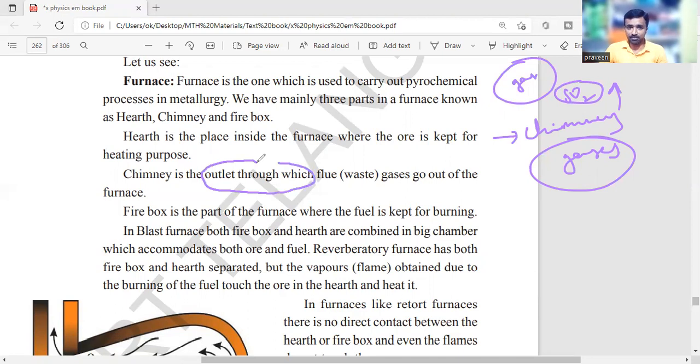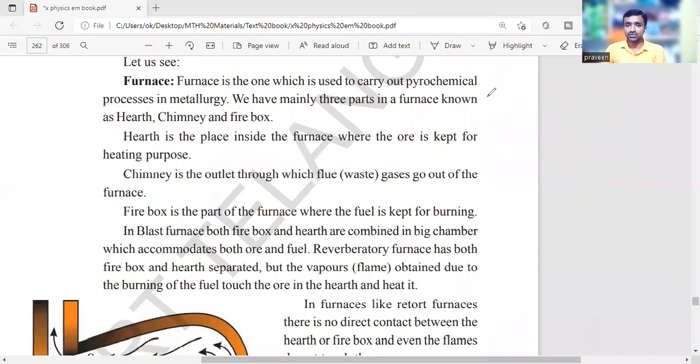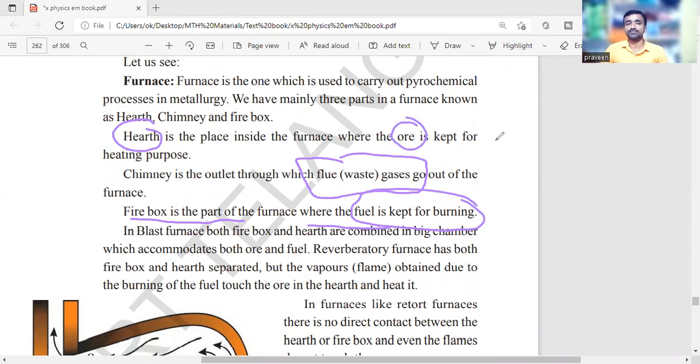The next is simply the firebox. The firebox is a place where you burn the fuel, where we can place the fuel to burn it and produce heat, right? Fuel is kept for burning. So the chimney is the outlet to release gases and waste. Then the hearth is a place where we can place the ore. So ore is placed on the hearth.